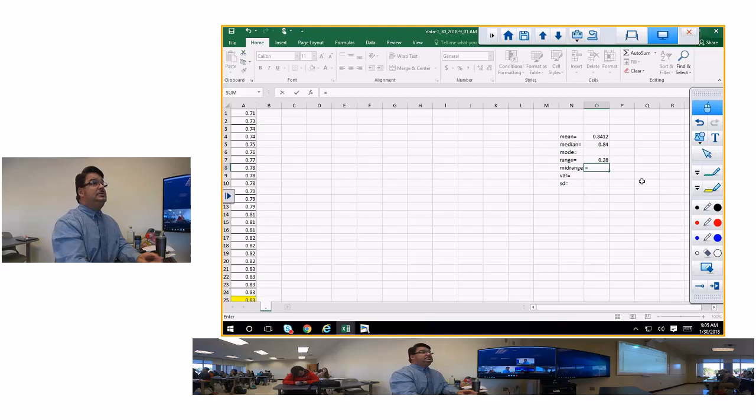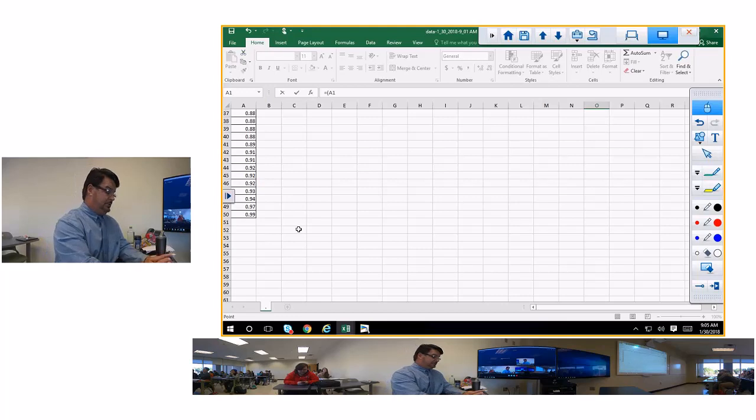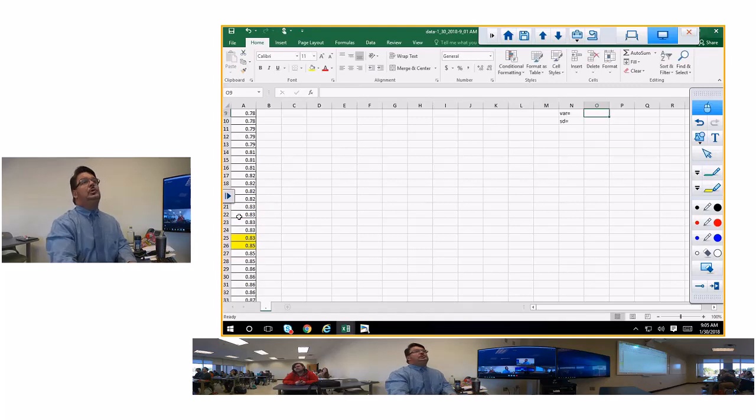Equals, parentheses, your lowest or highest plus your lowest, doesn't matter what order, plus highest, close parentheses, divided by 2. And there's all that information.